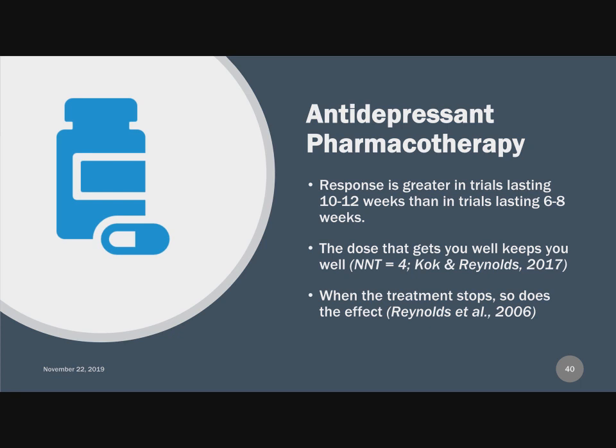Antidepressant pharmacotherapy works. However, in the short term, its effects are relatively modest, with numbers needed to treat estimated to be in the 10 to 12 range. That's a small effect. Interestingly, however, in longer-term studies, the number needed to treat in order to prevent relapse and recurrence is considerably better, on the order of 4. The important caveat, of course, is that when the treatment stops, when the pharmacotherapy stops, so does the effect.